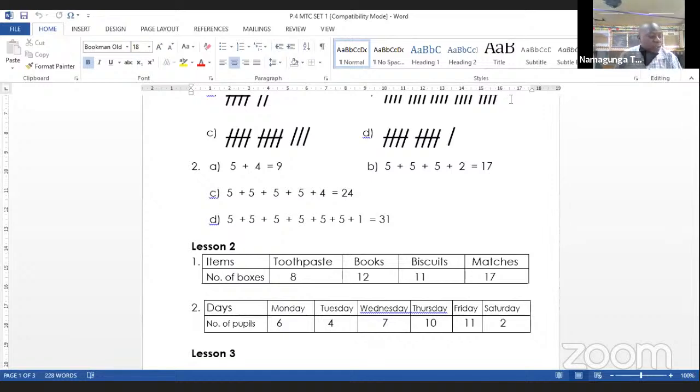So the table must resemble that, where we have toothpaste as 8, because you have to count the number of tallies represented there. Books, we have 12. When you count the tallies, they are 12. Biscuits, when you count the tallies for biscuits, they are 11. And for matches, when you count them, the tallies give us 17.